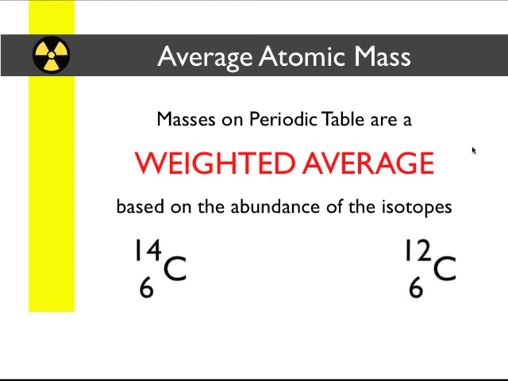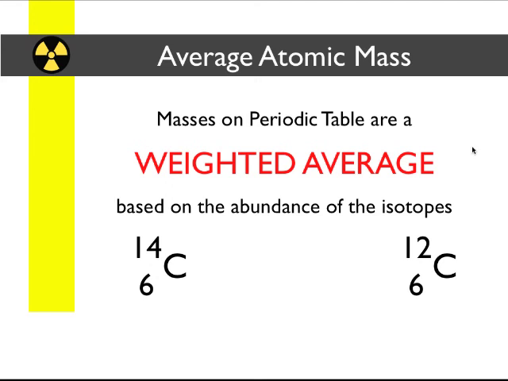For example, if we had those two isotopes we're just talking about, carbon-12 and carbon-14, if I took the average of those masses, I would get 13. 13, right in the middle. But that is not a weighted average. That is a normal average, where you just add them up and divide by the total. So 14 plus 12 divided by 2, you get 13 as the average.